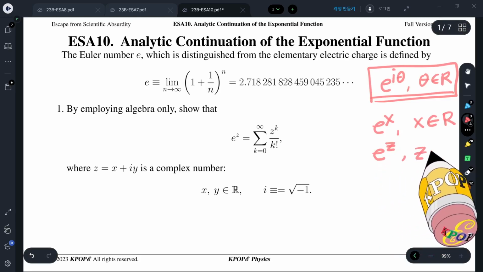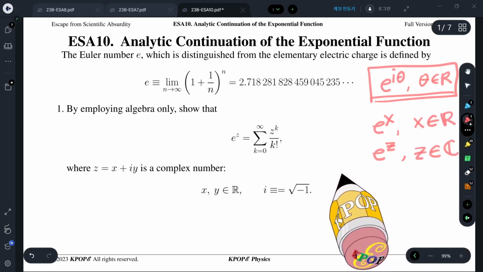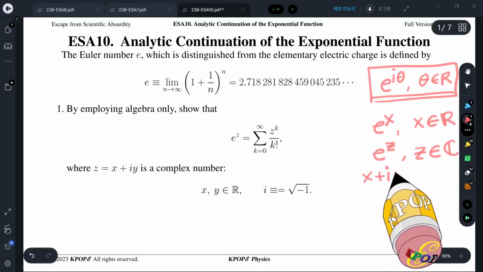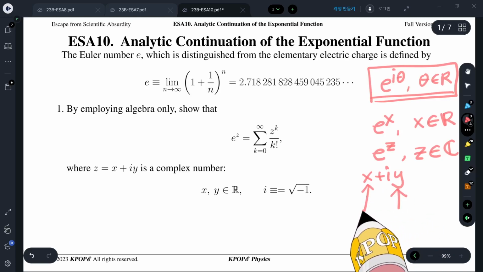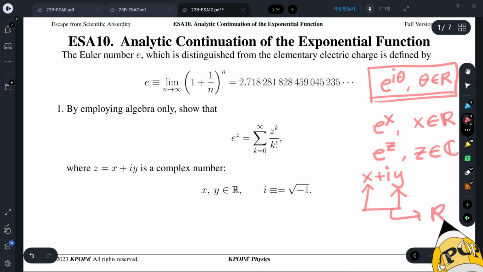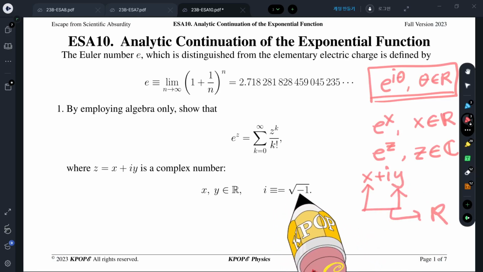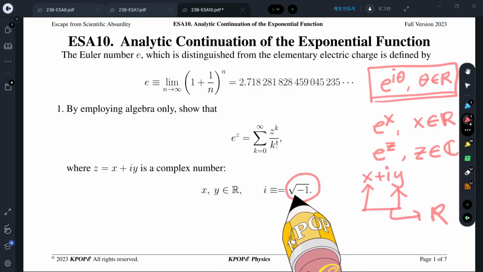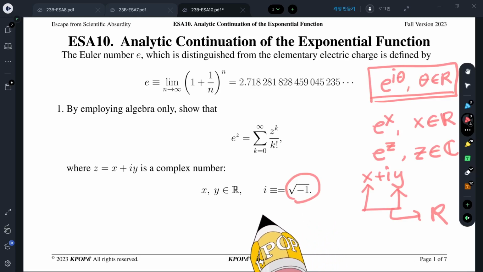z is a complex number. And what is the complex number? This is x plus i y, and both x and y are real numbers. Okay, and what is i? i is the square root of -1. In general, a complex number is a solution for the quadratic equation of real coefficients.